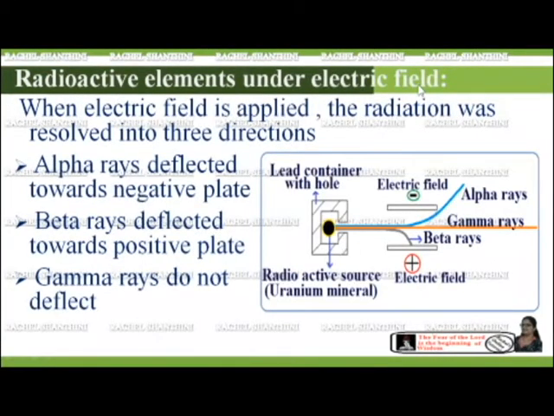Radioactive elements under electric field. Instead of applying a magnetic field, when an electric field is applied, the radiation is resolved into 3 directions. When the electric field is applied, alpha rays are deflected towards the negative plate and beta rays are deflected towards the positive plate, and gamma rays do not deflect because they don't have any charge.